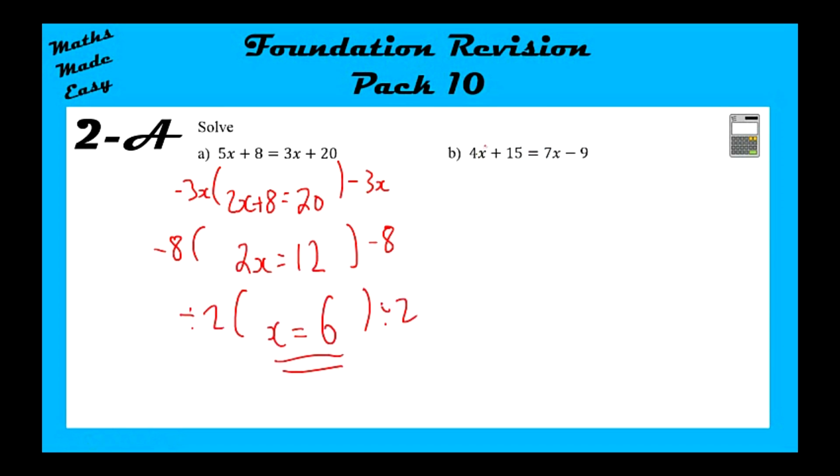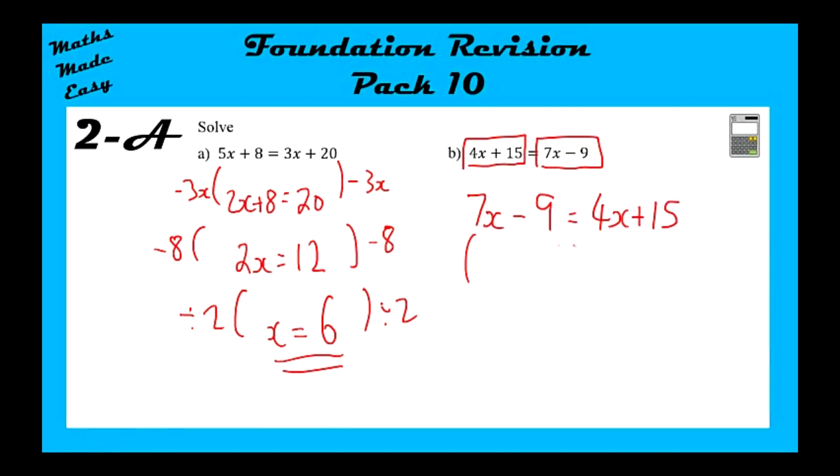This one's slightly different. 7x is on the right and 4x on the left, so there are more x's on the right hand side. So to deal with that, we're going to take this 7x subtract 9, and we're going to actually write it first on the left hand side, and we'll take this 4x plus 15 and write it second on the right hand side. So we just switched it round so that we have more x's on the left, because that's what we're used to.